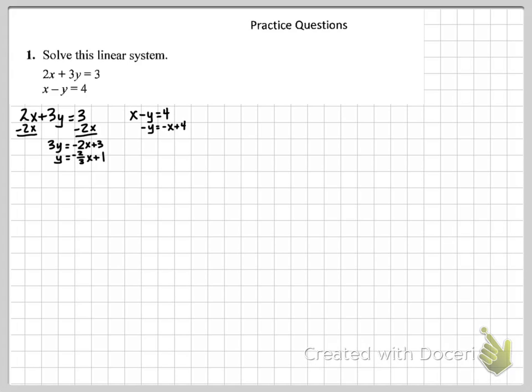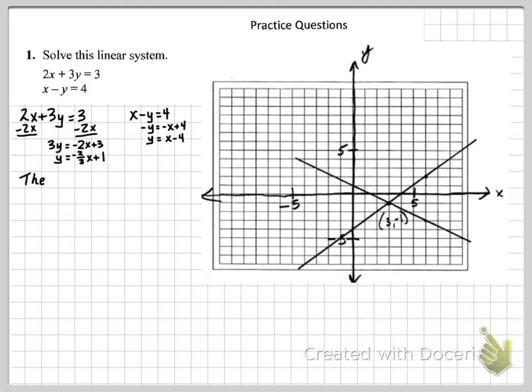Second equation, I will subtract an x from both sides, and now I will multiply everything by negative 1 to make it positive y equals positive x minus 4. Now when I graph these two equations, they're going to intersect at (3, negative 1). So the solution to our system appears to be (3, negative 1). But we have to verify that to make sure that it's going to work.